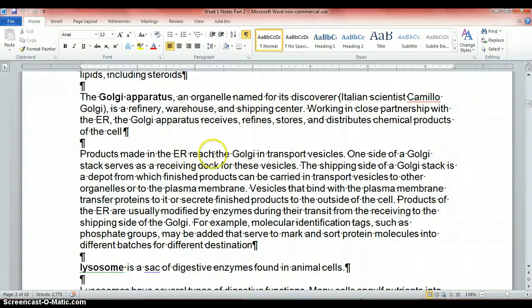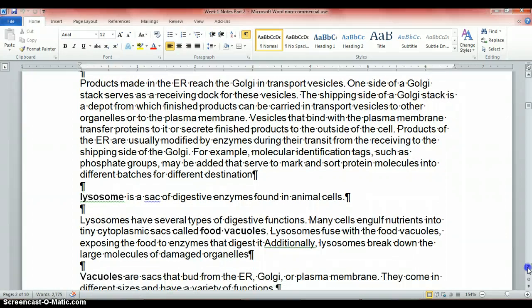Products that are made in the ER reach the Golgi in transport vesicles. One side of a Golgi stack serves. I feel like you guys can go through this in more depth if you choose this for your specific DQ response, right? Generally, it's just going to fix stuff up and send it out.